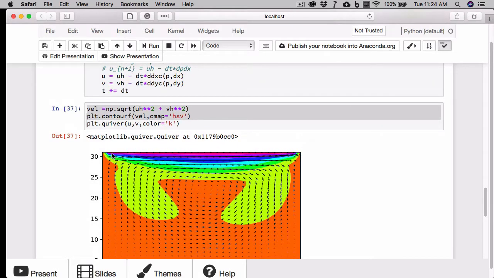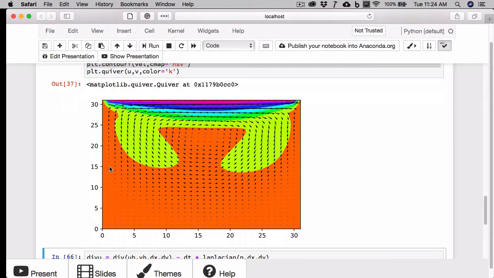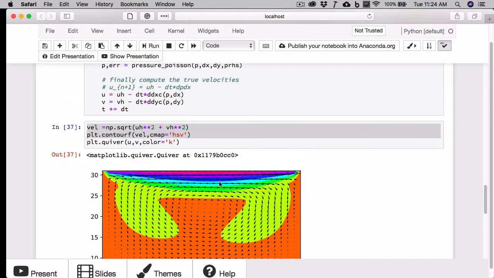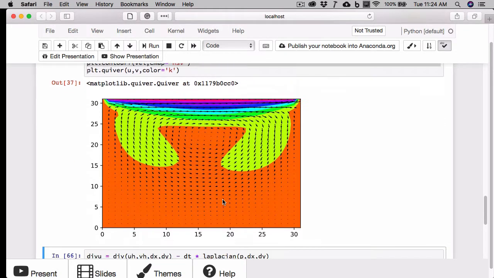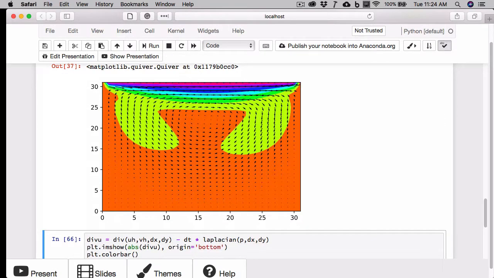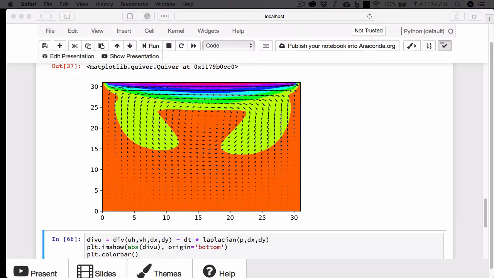Pretty cool. So maybe let's do another case. Now you can easily switch velocity directions or add a driven cavity at the bottom as well and play around with it the way you like. Let's see, I think I had another example where I was trying to do a jet.